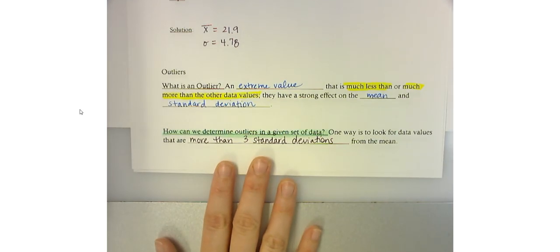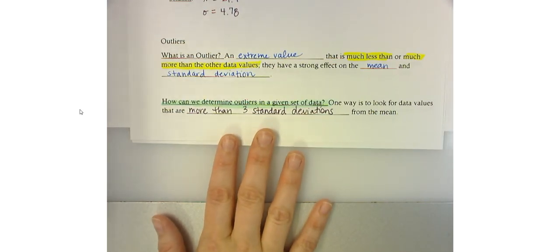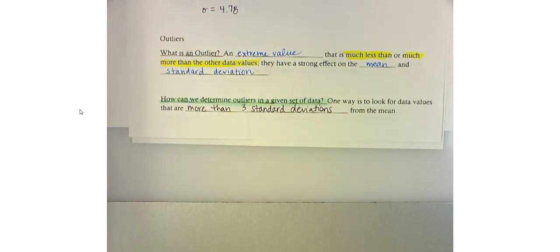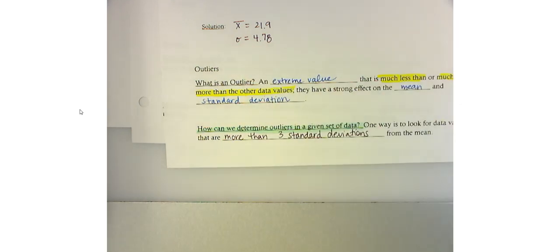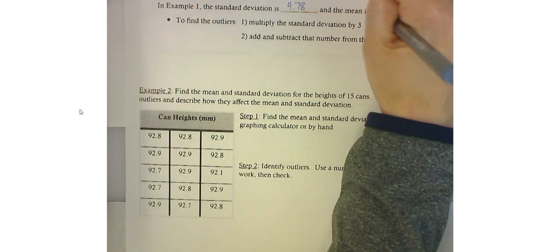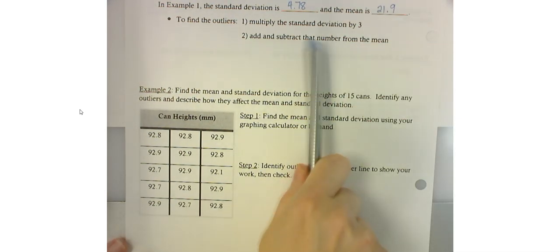There is a method that we can use to find the outliers. One way is to look for data values that are more than 3 standard deviations from the mean. That is how we are going to identify outliers. If we flip to the next page, in example 1, the standard deviation was 4.78, and the mean was 21.9. To find the outliers, we're going to multiply the standard deviation by 3. That's our first step.